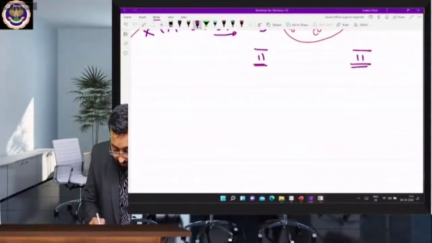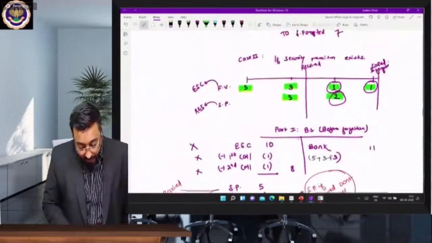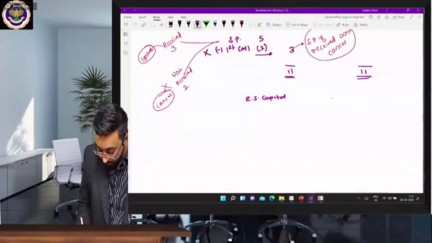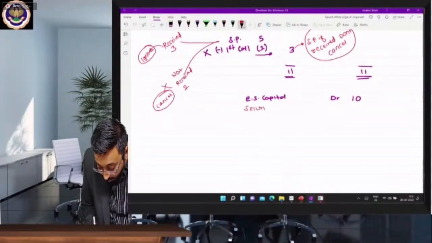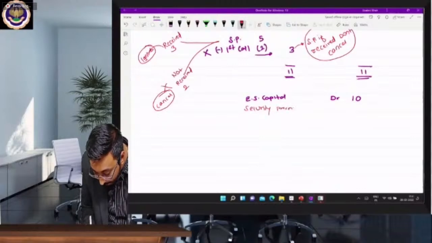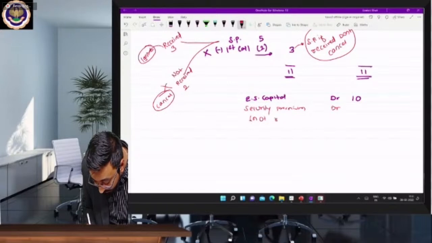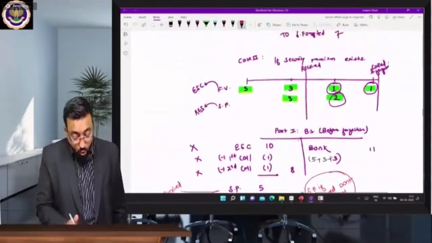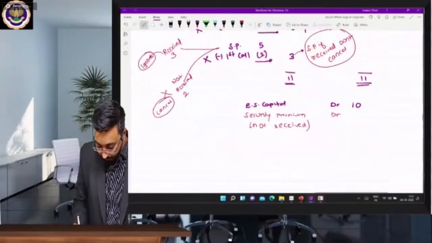So the journal entry will be, yes, I'm going to explain it once again. Don't worry. Equity share capital up to second line, 10. Security premium, which are we going to cancel, beta? Which is not received. That is between first line and second line. 2 rupees, I am going to cancel.